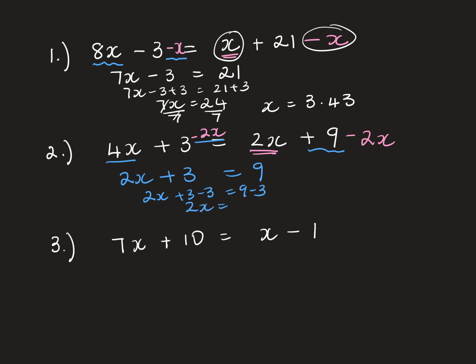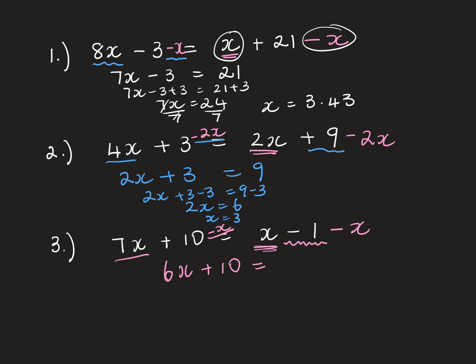2x is equal to 6, divide both sides by 2, and x is equal to 3. Now this final one here, what am I getting rid of? Just this x. Minus x, minus x. 7x minus x, 7 of them minus 1 of them is 6 of them. 6x plus 10 is equal to, what have I got left here?